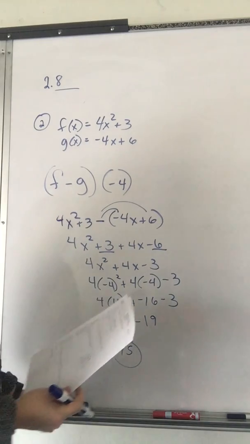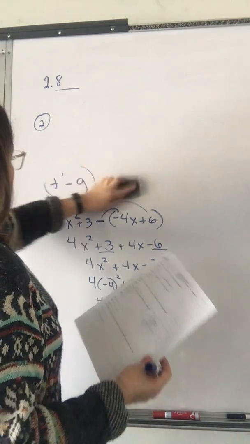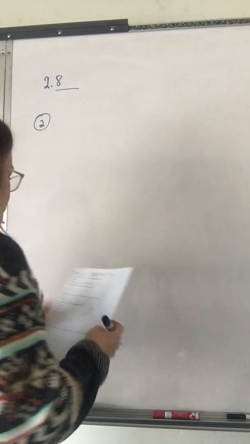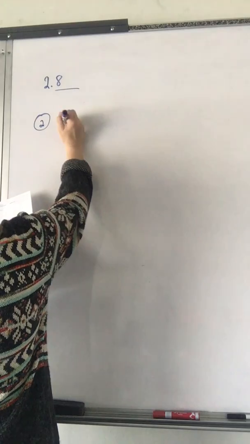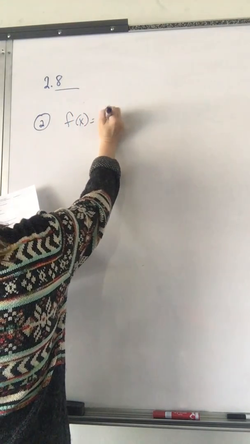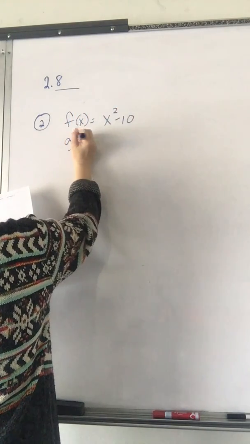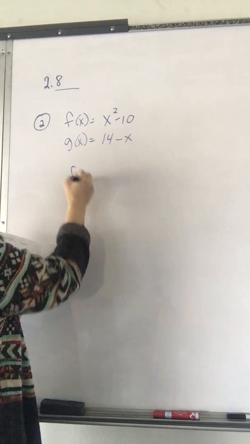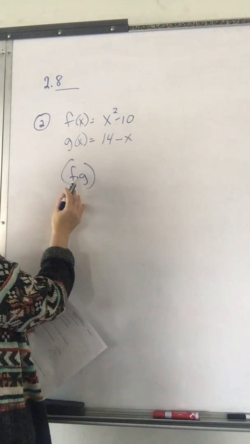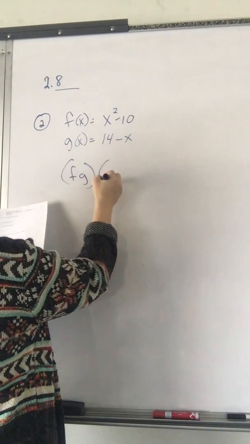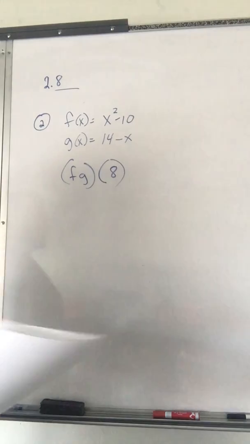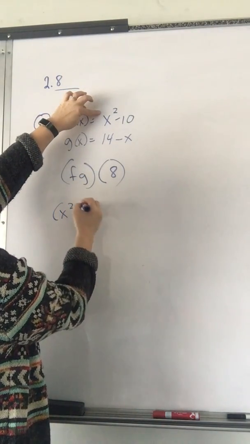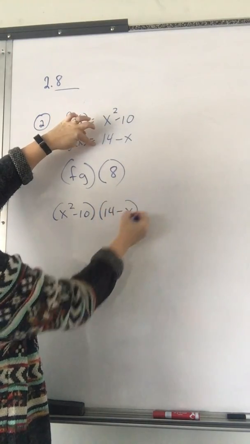Number 3. Number 3 is similar, only we're going to multiply this time. So just various operations on functions. Add, subtract, multiply, divide. So here we define function f as x squared minus 10, and function g as 14 minus x, and the directions say FG, which means times. There's no symbol between them, so it's f times g, and then a number is given, 8. So again, you can do the algebra first. f times g would be x squared minus 10 times 14 minus x.